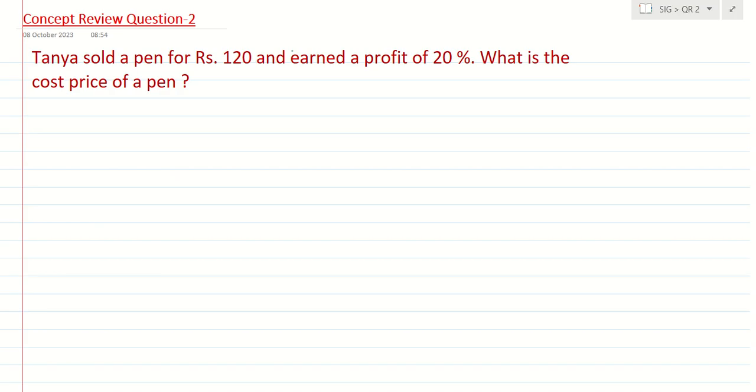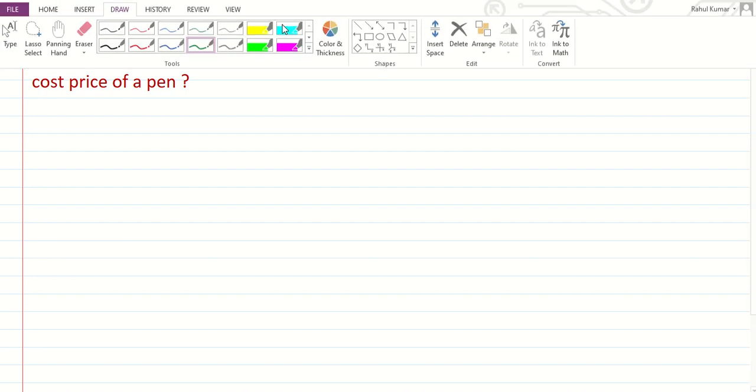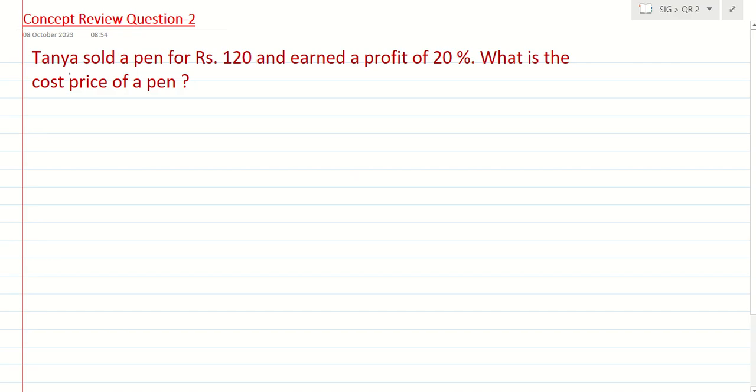We will try to solve this question in two ways. One way is the methodical approach. The other way we'll use the trick. Let's look at this. The question reads as: Tanya sold a pen for rupees 120, means I have a final value, selling price, and earn a profit of 20%. I have an increment of 20%. And we know increment we find of what? Of the cost price, always, the original value.